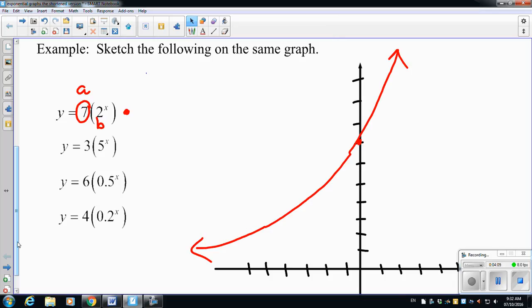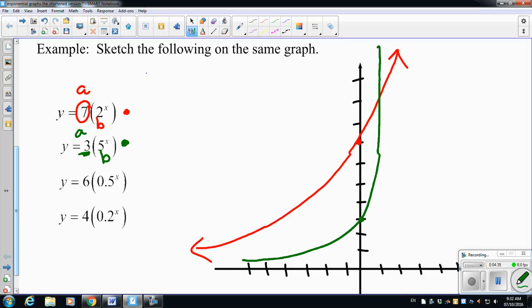If I look at the next one, I'm going to do it in green. My initial value this time is 3. So it crosses the y-axis at 3. Its base is 5. So that means it's going to be much steeper than the first graph I made because the base is much higher. To show that it's much steeper, I'll start my curve the same way, but it's going to go up very, very quickly and get almost straight. So it's much steeper than the first one.